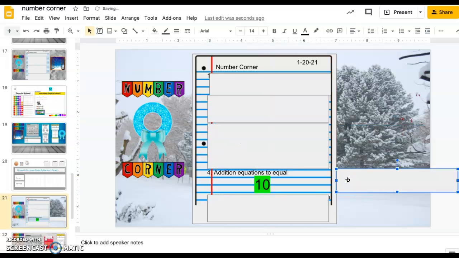Next to number 4, you are going to be writing 10 addition equations that equal 10. 10 addition equations that equal 10. Press pause if you need more time.